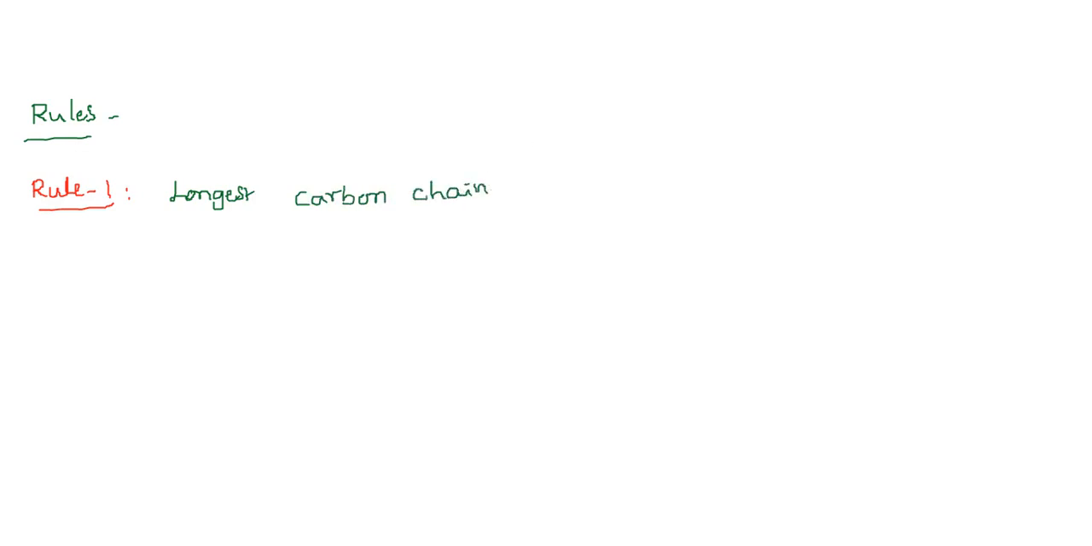This is a side heading. Now, what is the definition here? To select the longest carbon chain as a parent chain. This is rule number one.